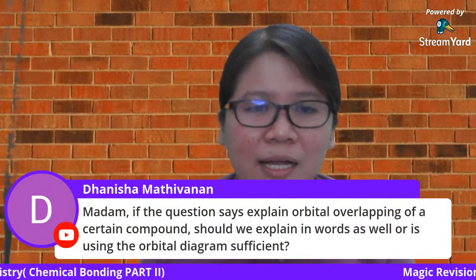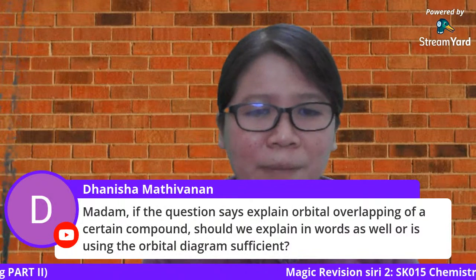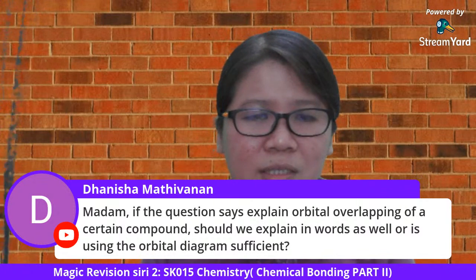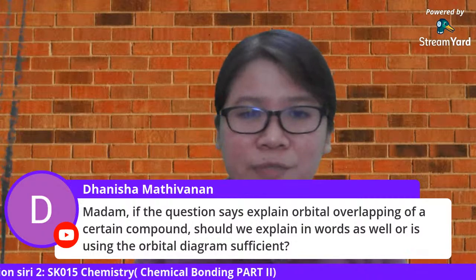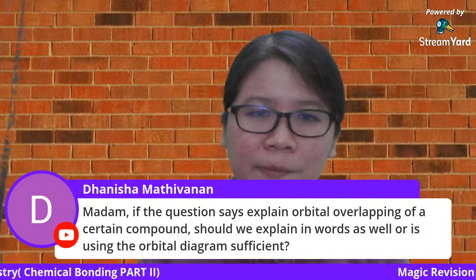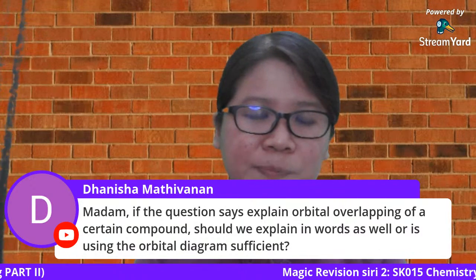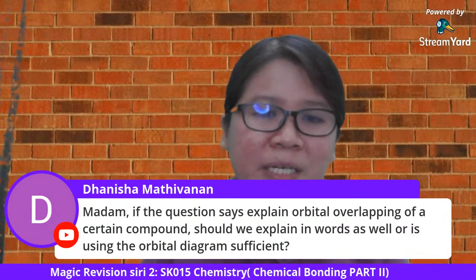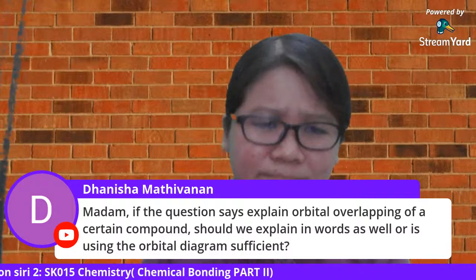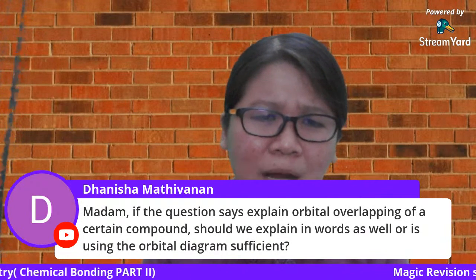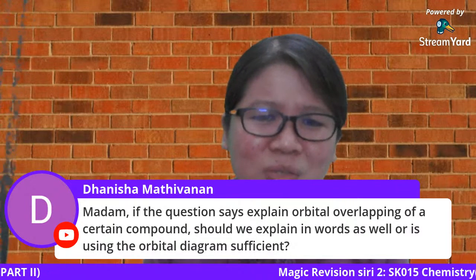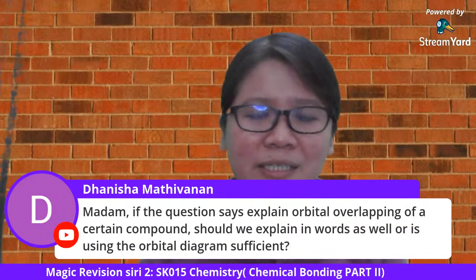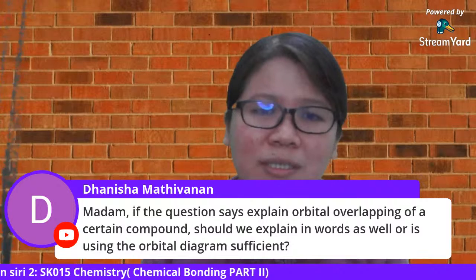Later, if the question says explain orbital overlapping of a certain compound, should we explain in words as well, or is the orbital diagram sufficient? It depends on the question. Sometimes they ask you to explain the hybridization process, or to explain the formation of the bond. Usually, to explain orbital overlapping, you need to show from the Lewis structure until the orbital diagram and the orbital overlapping. But of course, sometimes they need you to explain in words about the bond formed.